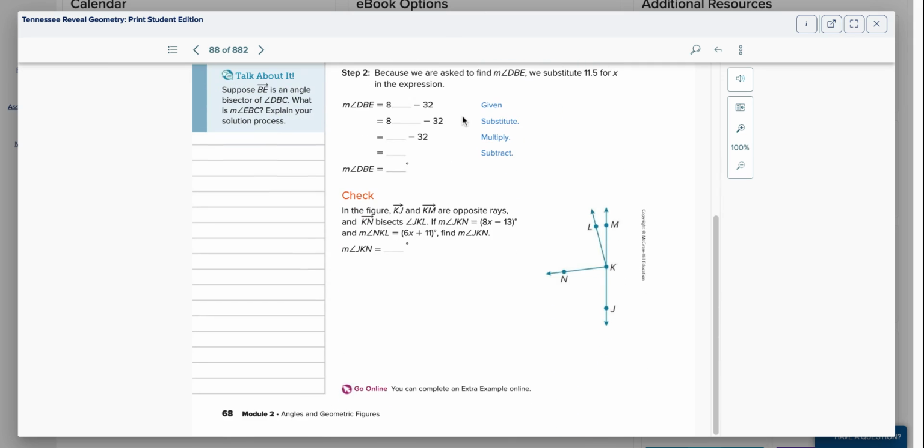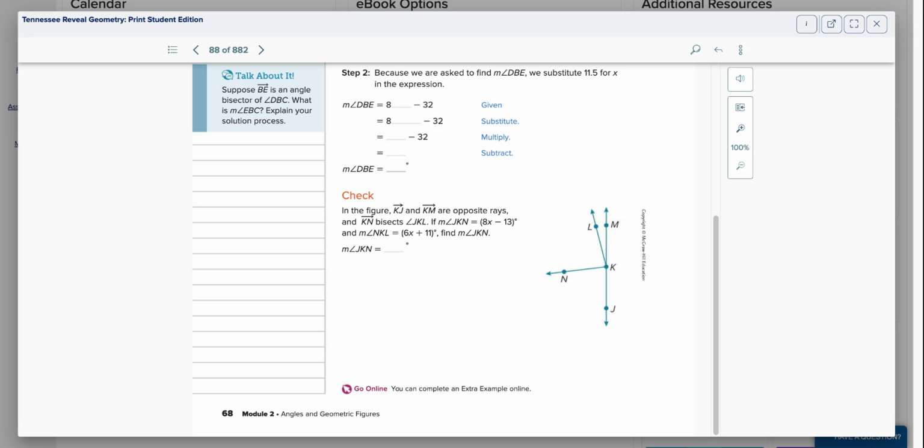Oh, got a check. Okay. So in opposite rays, KN bisects JKL. All right. So this bisects, which means these two parts are equal to each other. More than likely set them equal to each other, but I know some of you are visual. You're going to need to be able to see it. So I'm going to pull this up and blow it up for you guys so you can see.